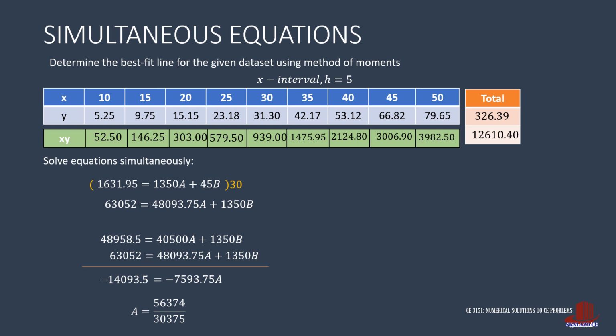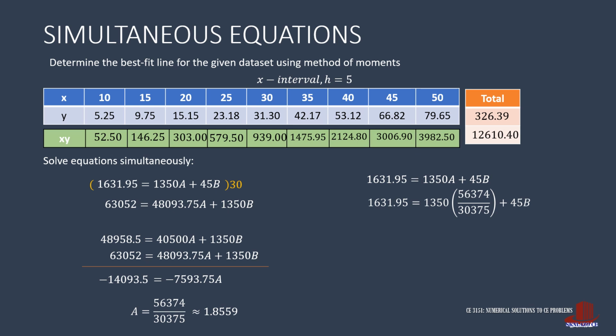A is then solved as 56,374 upon 30,375, or that is simply 1.8559. Use this value to solve for b from the first moment. This makes the function 1631.95 as equal to 1,350 multiplied by a, which is 56,374 upon 30,375.